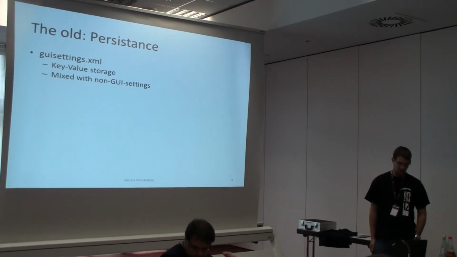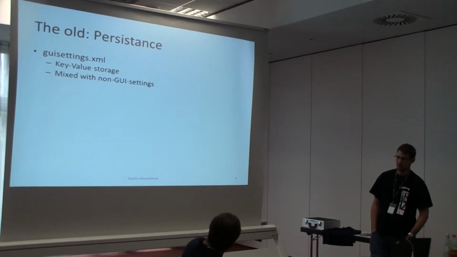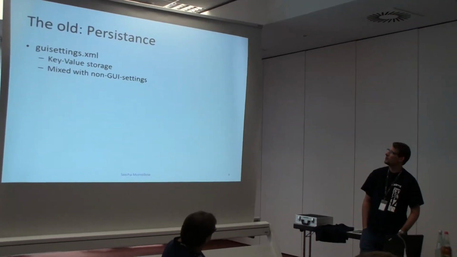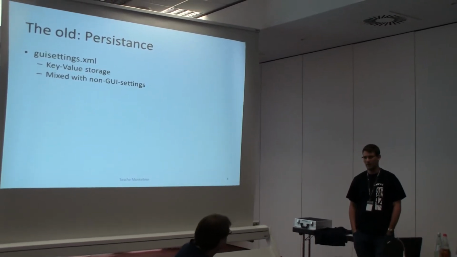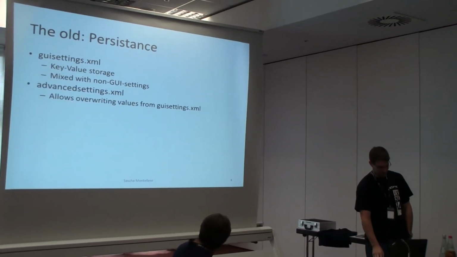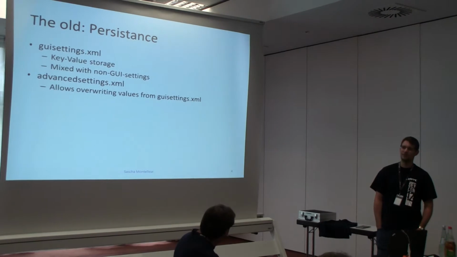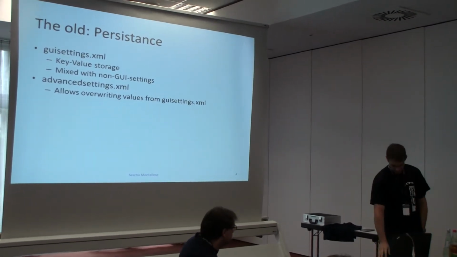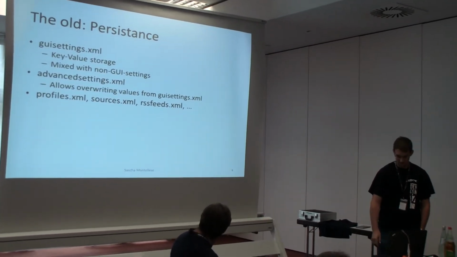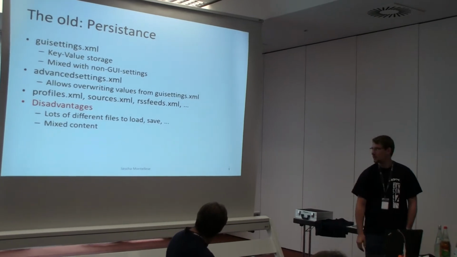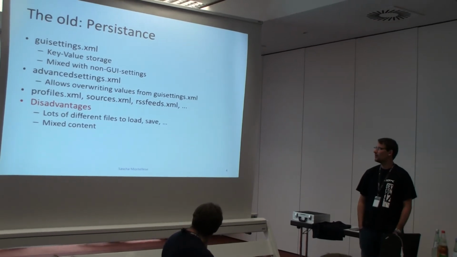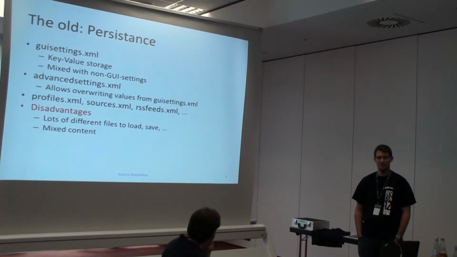The persistence is pretty basic. We have guisettings.xml. It's simply key value storage. And there are also some non-GUI settings in there, which are mixed in somewhere because they don't fit anywhere else. We have advanced settings, which allows overriding values from GUI settings permanently. And there are profiles, sources, RSS feeds, lots of other XML files, which all contain some kind of settings. There's a lot of different files to load. Especially GUI settings with the mixed content is not very easy to handle.